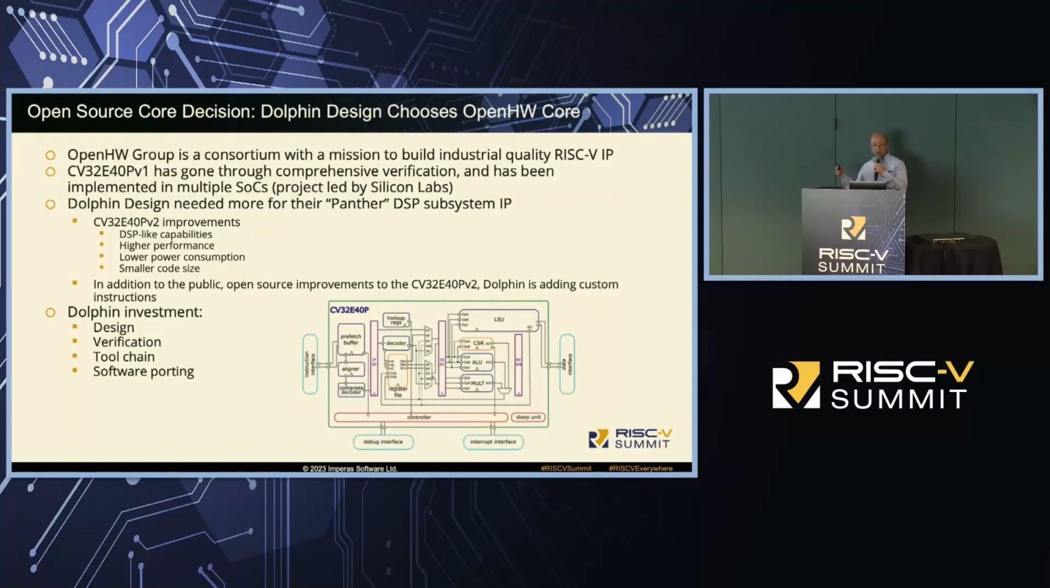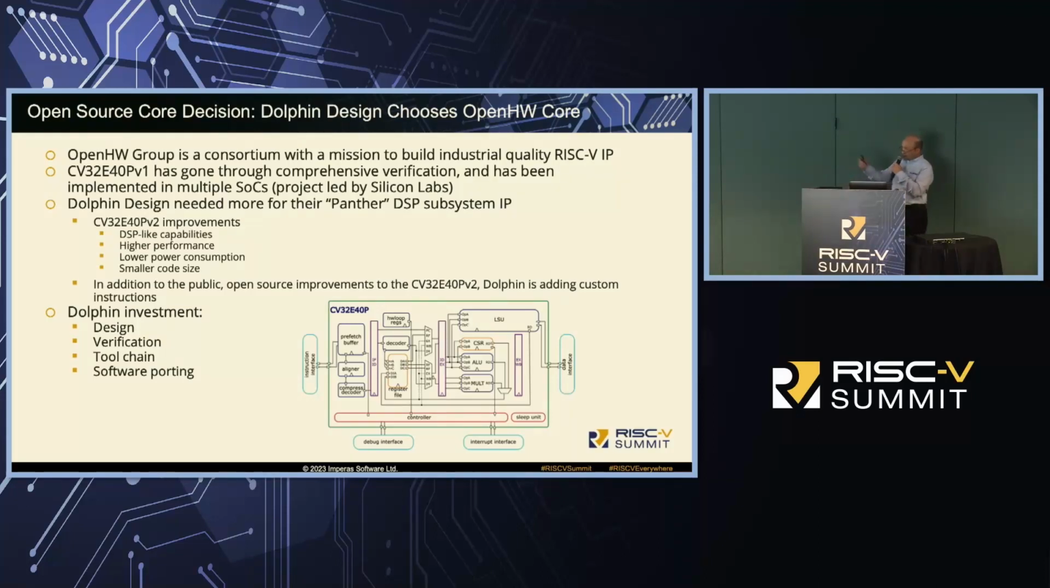But Dolphin needed more for their Panther DSP subsystem IP than in the V1. And so they've iterated that, and they're on this V2 project. It has DSP-like capabilities. It's higher performance. It's lower power consumption. It's a smaller code size for the software running on it. And then in addition to the public open source improvements to the E40P V2, Dolphin is adding custom instructions. So they're working in the consortium to add things that they think are helpful to everyone in the consortium and even in the community, but then they're adding their own proprietary custom instructions onto this.